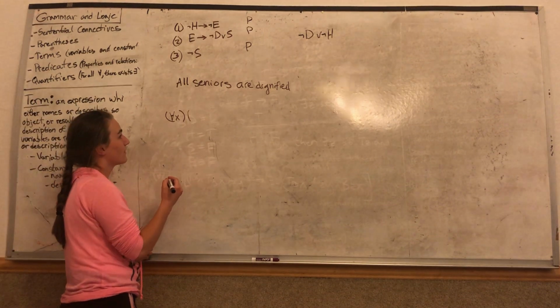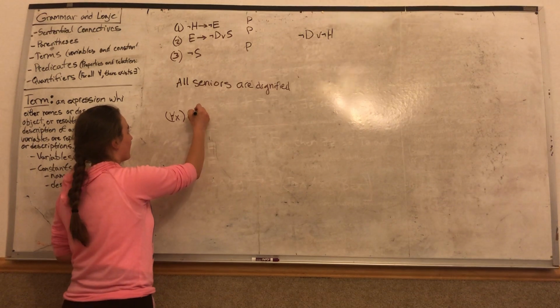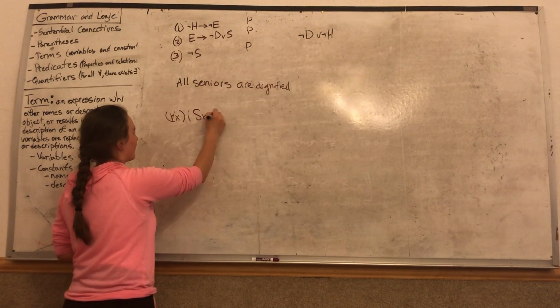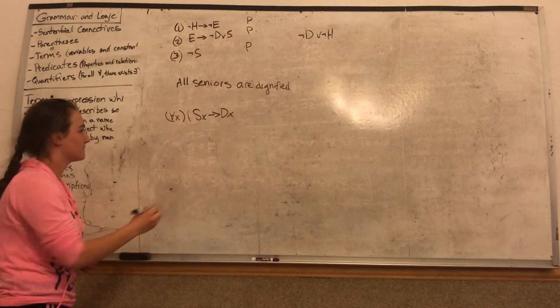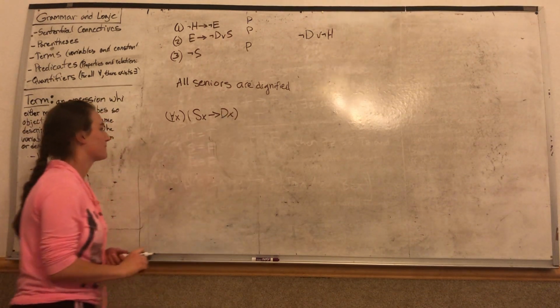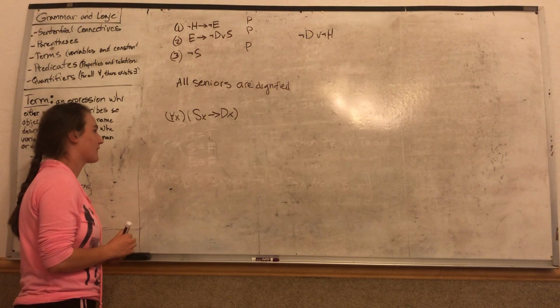You know if someone's a what, then they're what. SX and DX. Senior implies that you're dignified. Yeah, if you're a senior, then you're dignified. And your parentheses, boom, there we go. And that's a sentence, right?